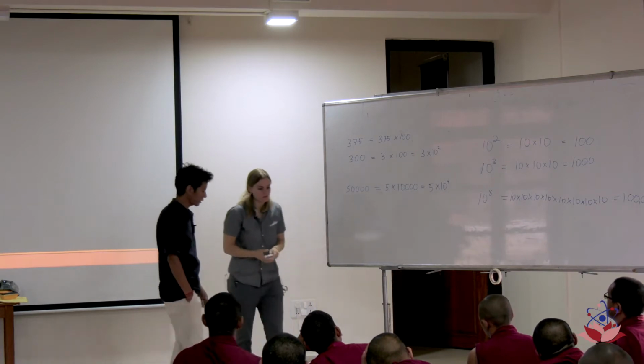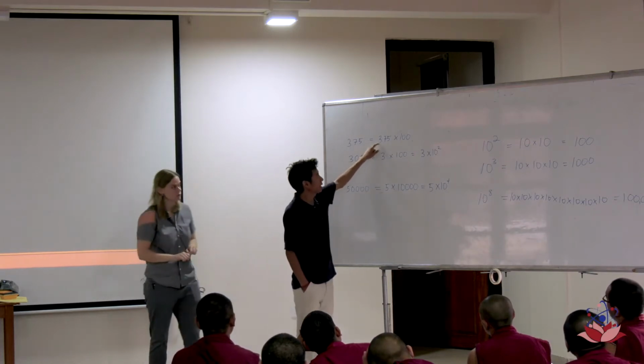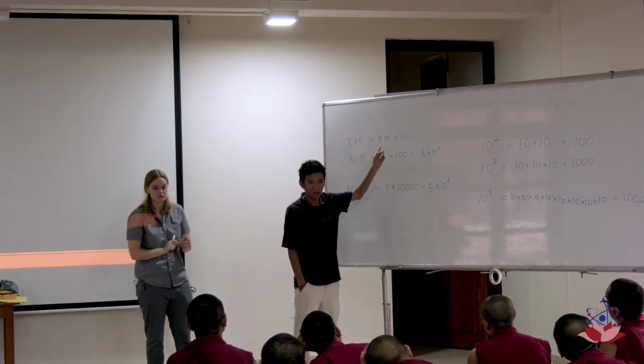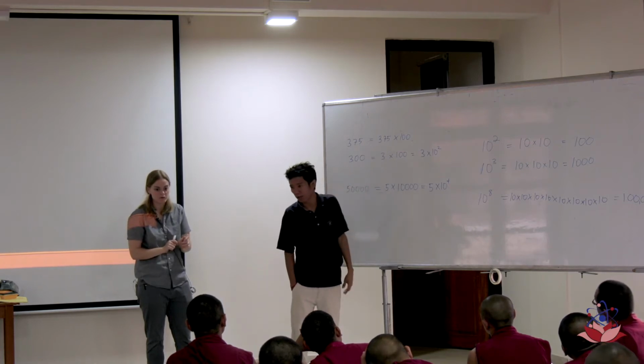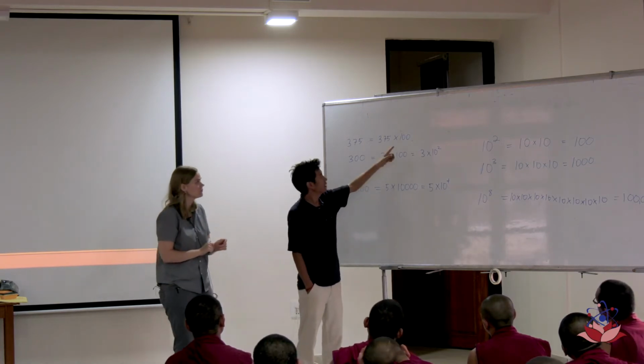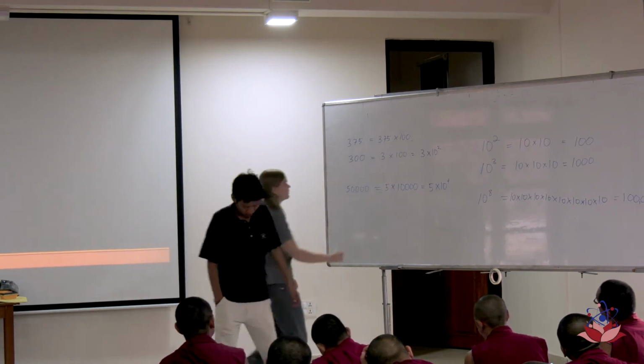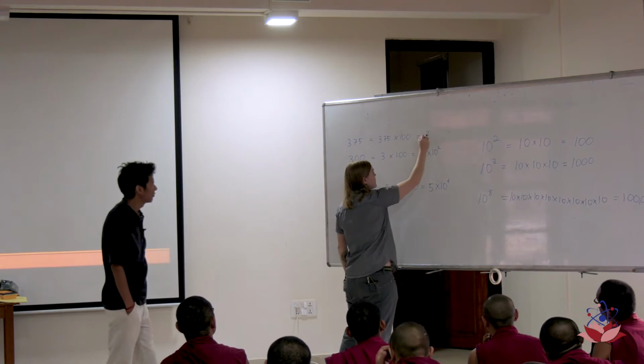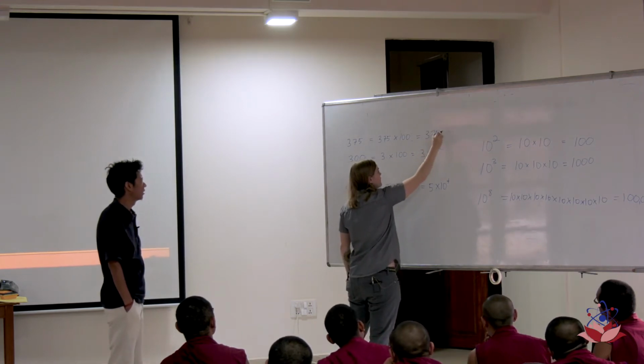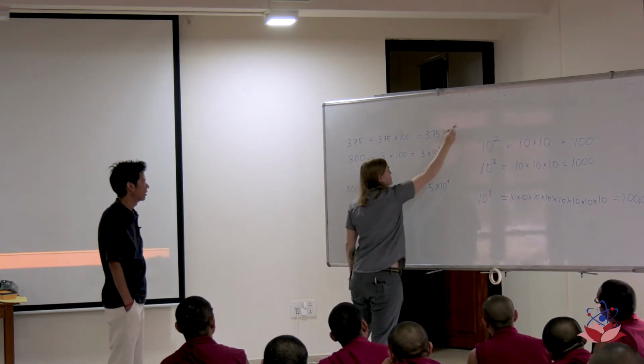So then this is, in scientific notation, 3.75 times 10 to the 2.